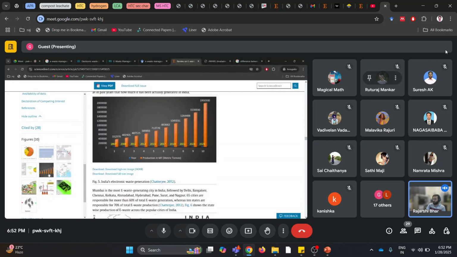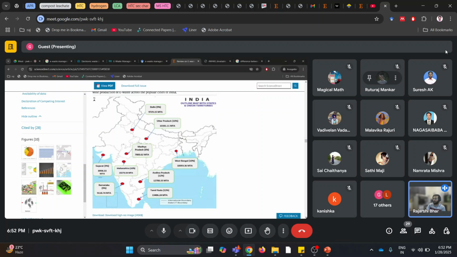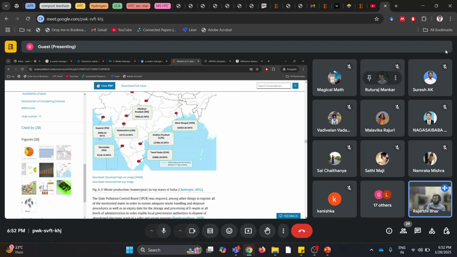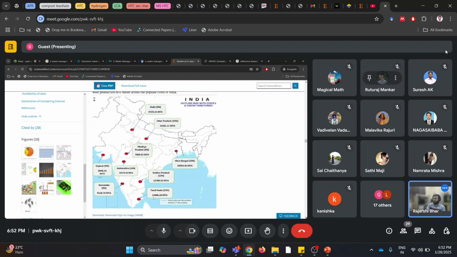Apart from that, what is this figure? And again, India's electronic waste generation till 2025, the present year. So this is something that was projected at some point of time. Okay, so this is e-waste production in tons per year in top states in India. So this is very old data of 2012.